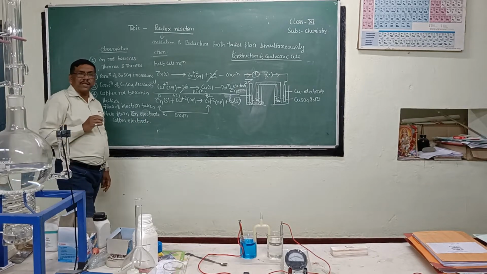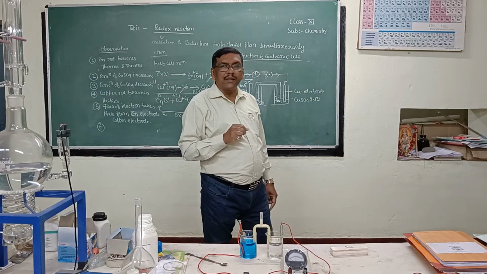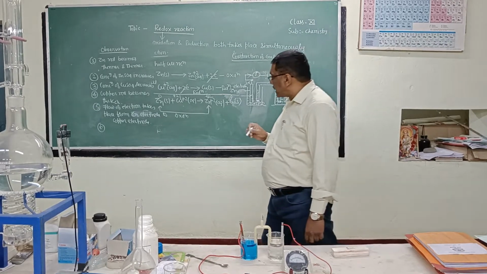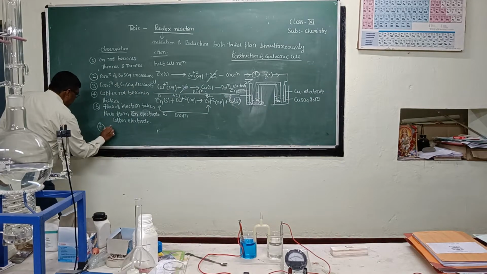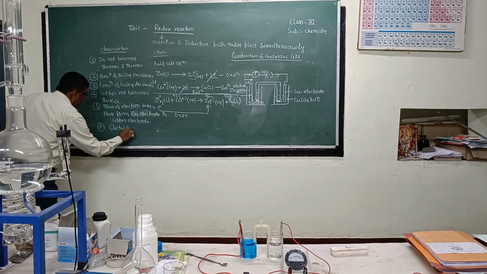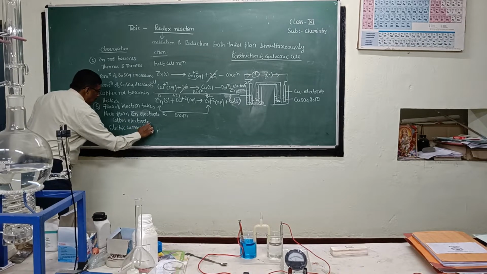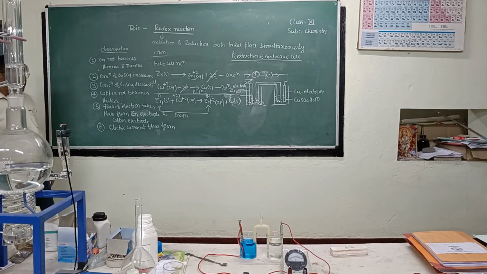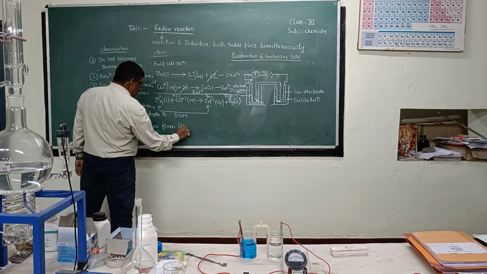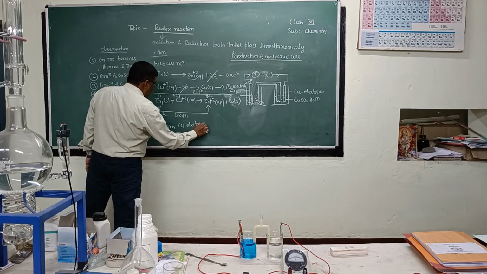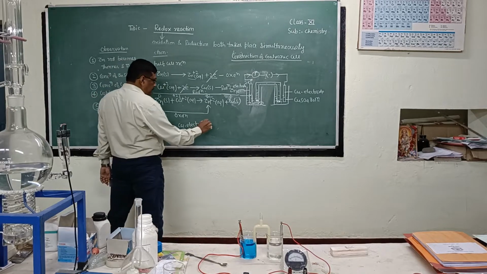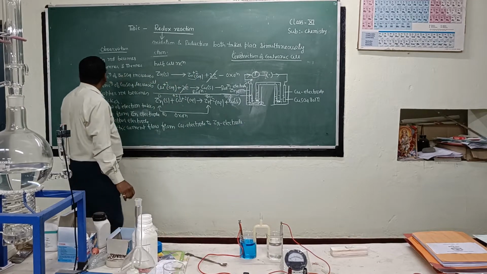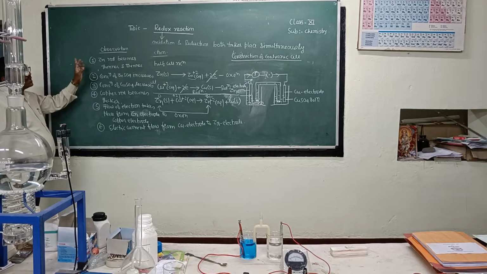As mentioned, the flow of electric current is always in the opposite direction to the flow of electrons. So electric current flows from the copper electrode to the zinc electrode. So these are the observations in the galvanic cell.